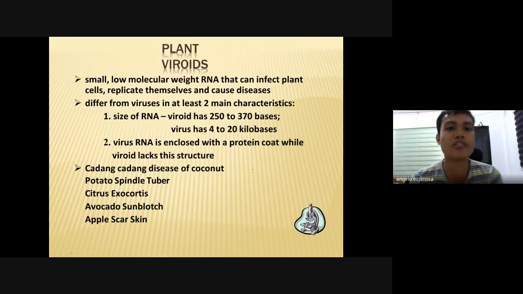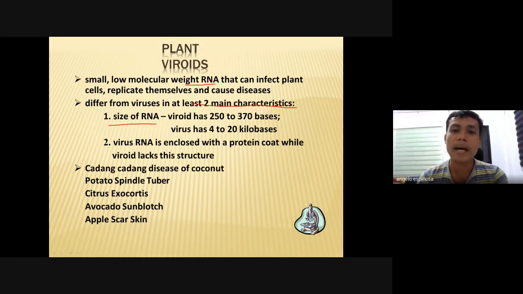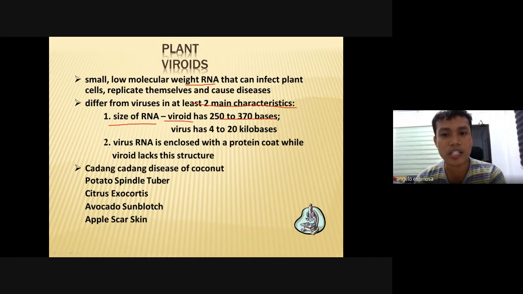Okay? Small, maliit siya, low molecular weight RNA that can infect plant cells, replicate themselves, and cause diseases. So, itong plant viroid can replicate themselves. And it affects the cell, specifically RNA. Unlike viroids, virus has both RNA and DNA. So, viroids differ from viruses in at least two main characteristics. Pag size of RNA, magkaiba ang viroid and virus. So, we have viroid, which is 250 to 370 bases. So, maliit lang. I-contrast natin sa virus, which is mabigat, 40 to 20 kilobases.